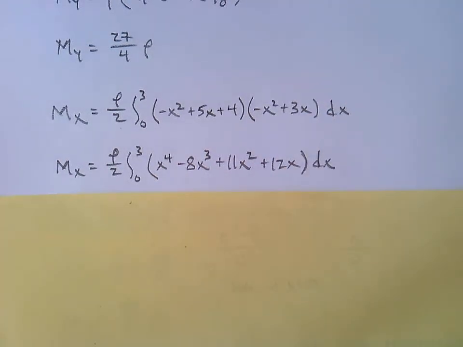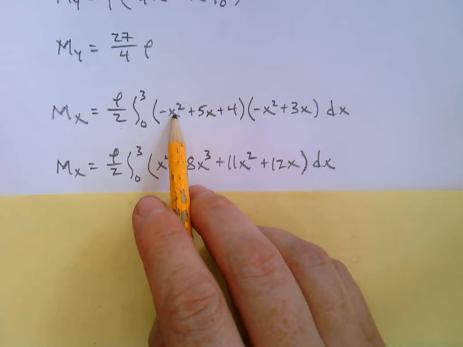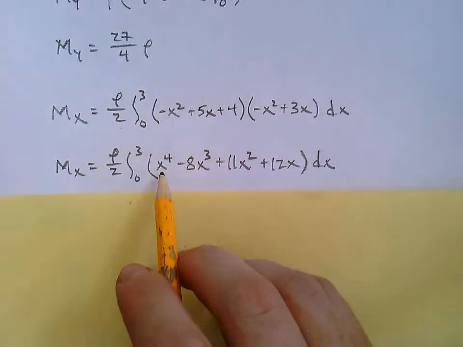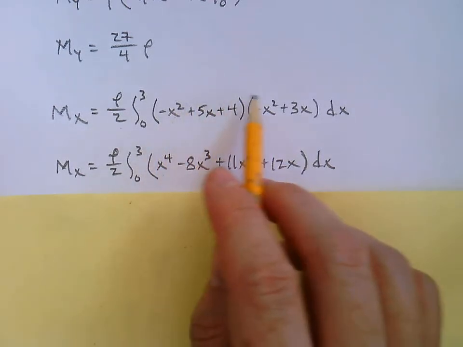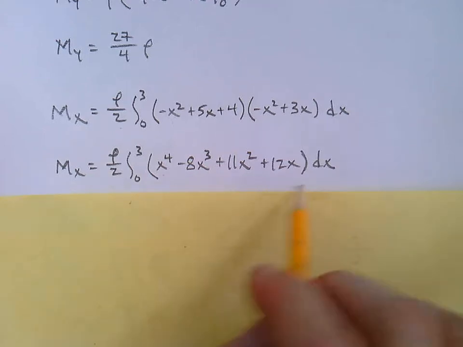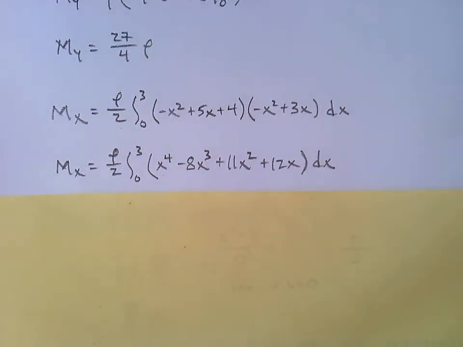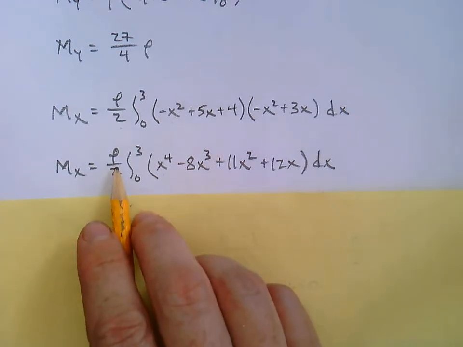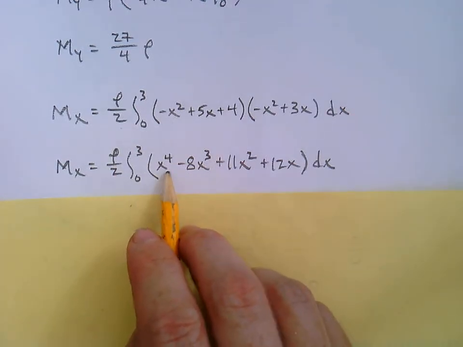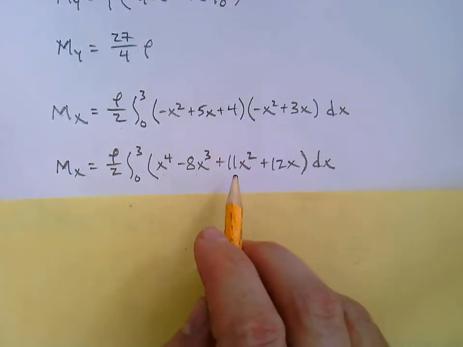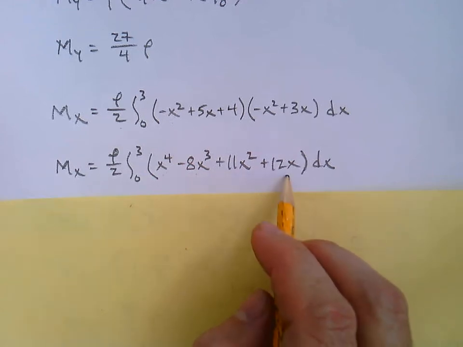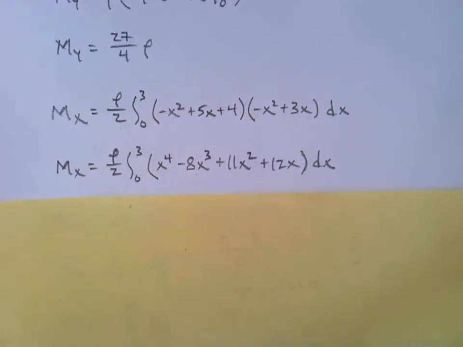So I went ahead, multiplied them out, and simplified. All right, we've got positive x to the fourth. And then, okay, you can kind of see where the rest of these come from. I won't go into any detail there. Rho over 2, integral 0 to 3, x to the fourth minus 8x to the third plus 11x squared plus 12x dx.